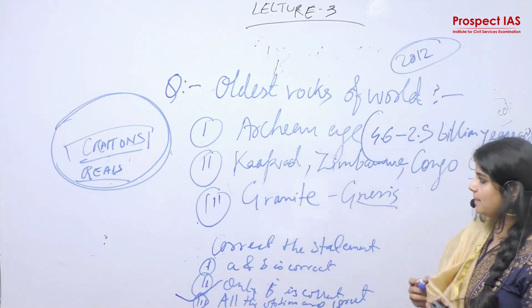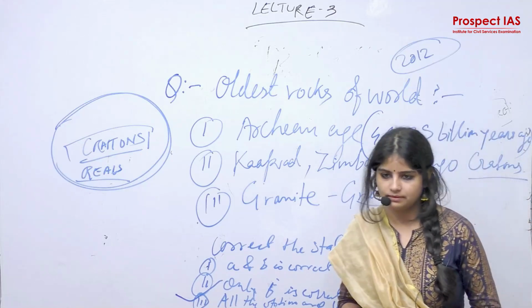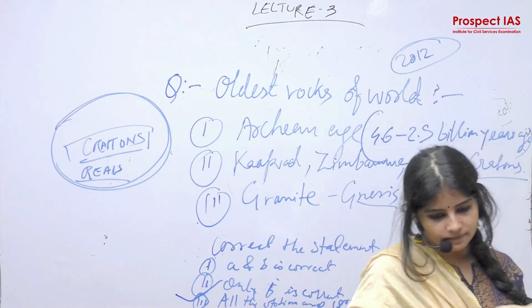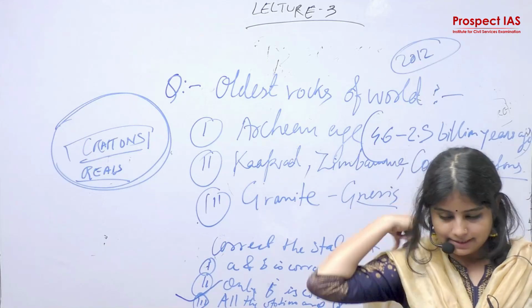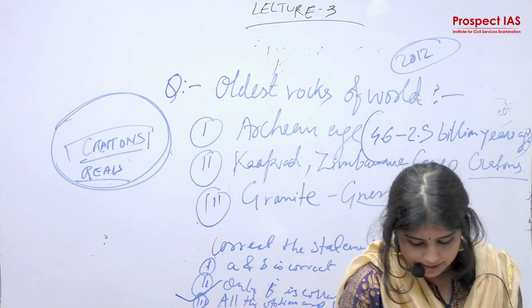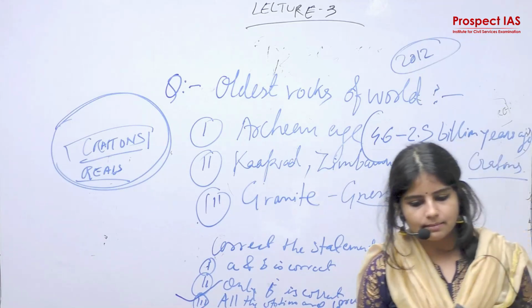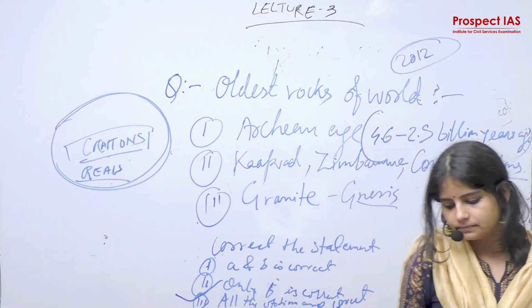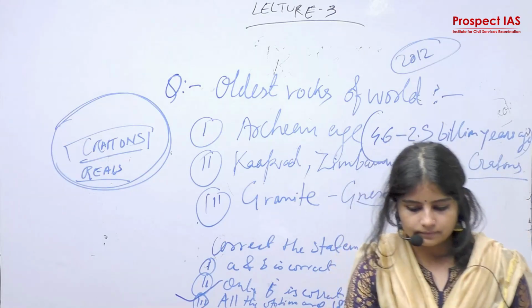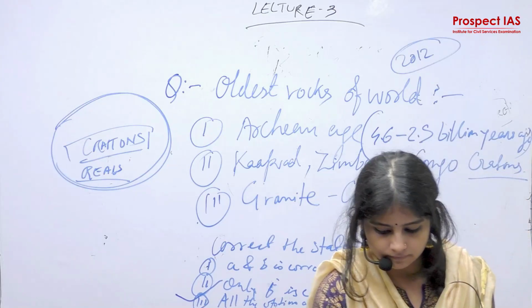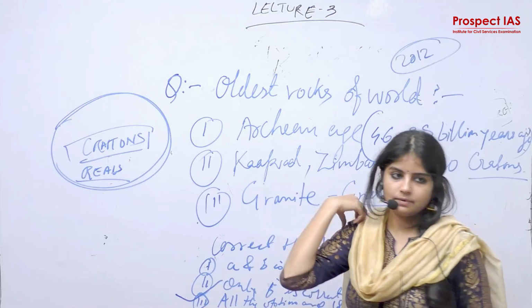We can see it in the map. You can write the question in your copy. The oldest rocks of the world are in Africa, in Africa's three craton belts. We can locate them in the map of Africa.